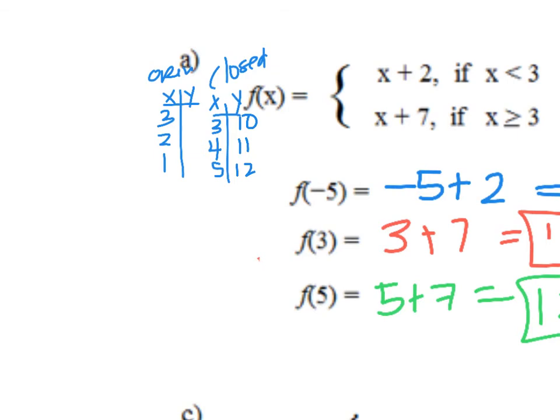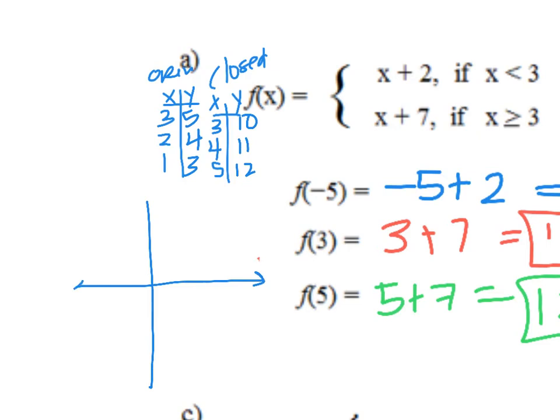For this open part, if I plug in 3, 3 plus 2 will be 5. And 2 plus 2 is 4. And 1 plus 2 is 3. So now I'm ready to graph.